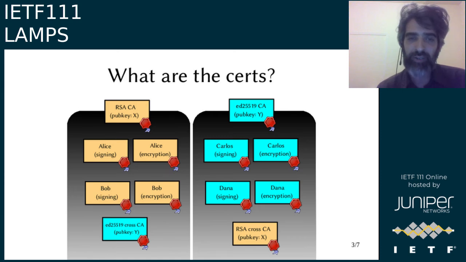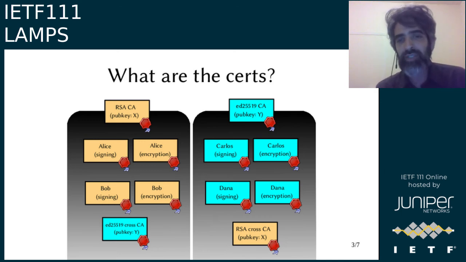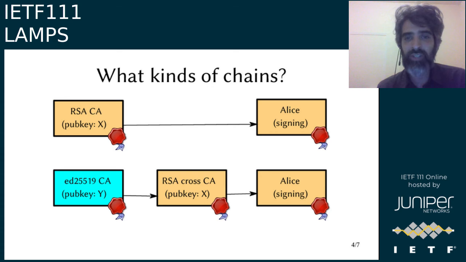You have direct cert paths between the RSA CA and Alice and Bob. All of the end entities have signing certs that are distinct from their encryption certs. With the ED25519 CA, we have Carlos and Dana. And then we have these cross certs where each CA signs the other root CA. Next slide, please.